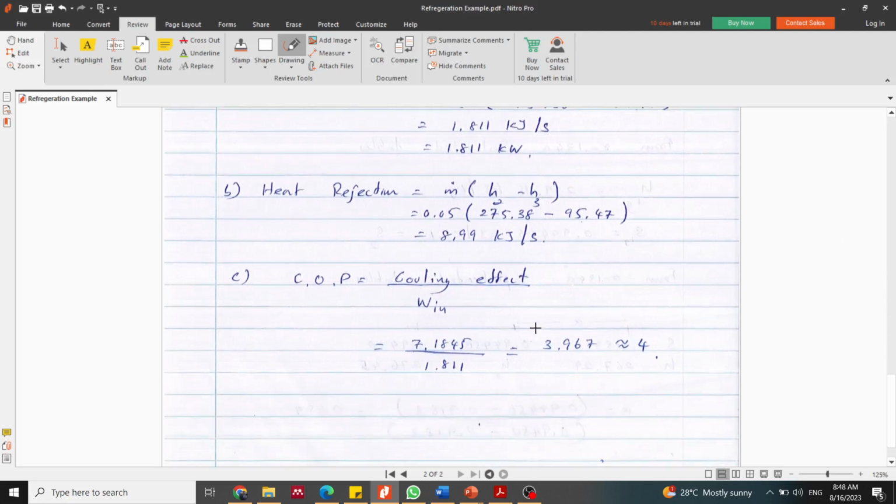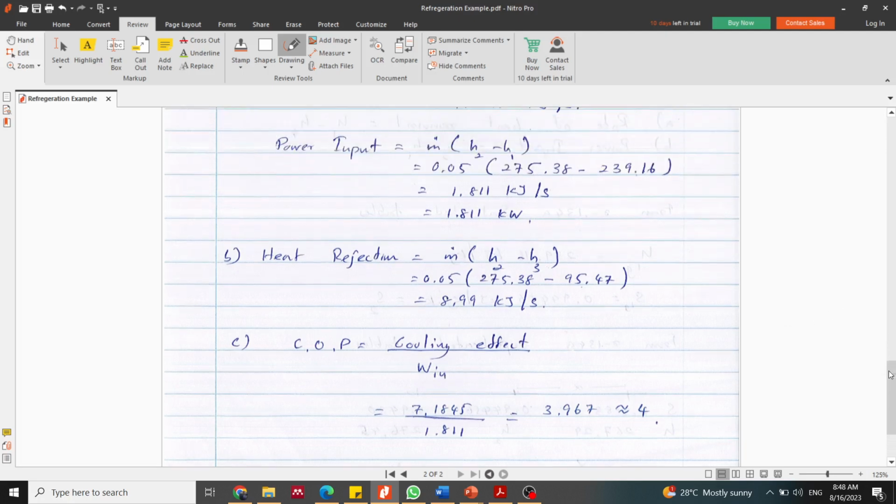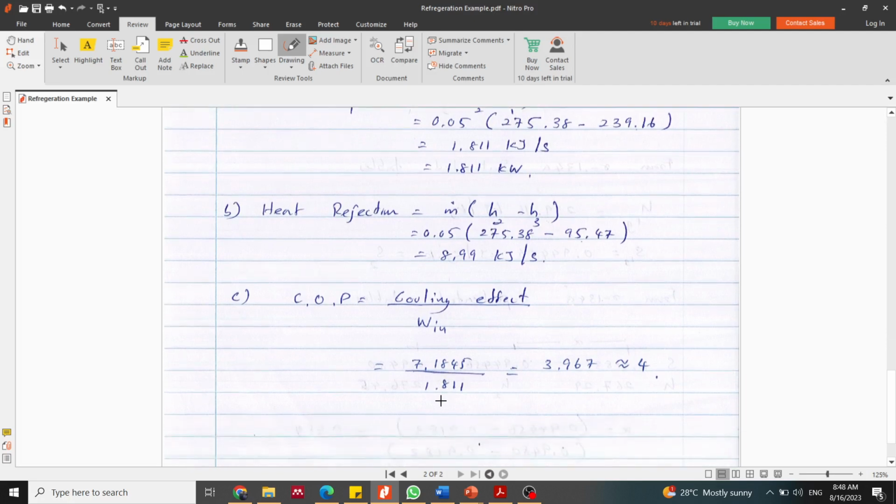Then the COP, coefficient of performance. So coefficient of performance for refrigeration is the cooling effect divided by the work input. Therefore the cooling effect is the one that we have calculated above, 7.1845 divided by the work in, 1.811. So that becomes 3.967, roughly equal to 4.